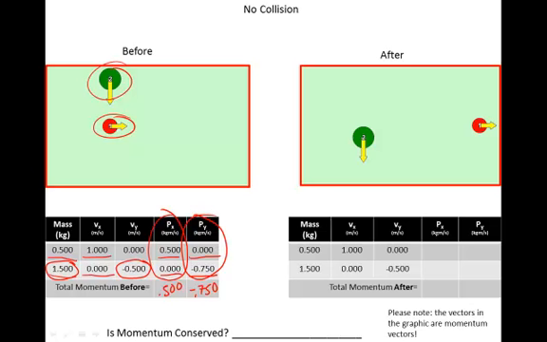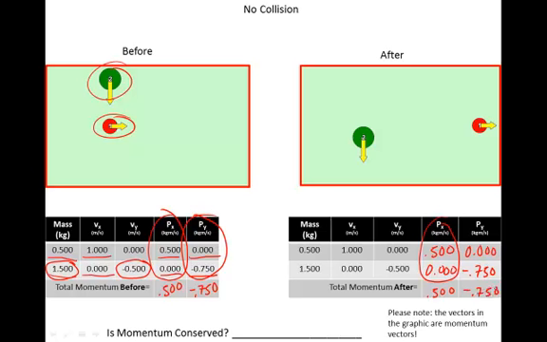So if we look in the horizontal for the smaller object, we still get 0.500 and 0.00, and for the larger object in the horizontal we still get 0.000 and negative 0.750. And because nothing's changed, when we add these up we still have the same results.